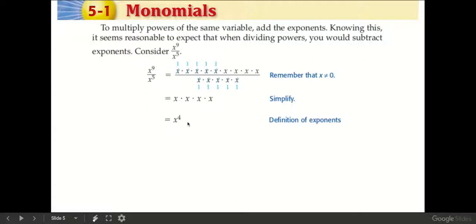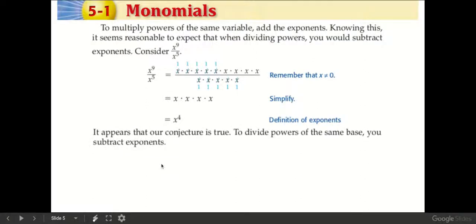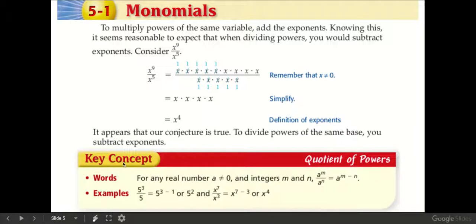So that would leave me with x to the fourth, which would make sense, right? It appears that our conjecture is true. When we're dividing things with the same base, we could just subtract their exponents, right? Because 9 minus 5 would have given me 4. So that leads us to our next exponent rule, which is the quotient of powers. Whenever you have something with the same base and you're dividing them, you can just subtract their exponents.